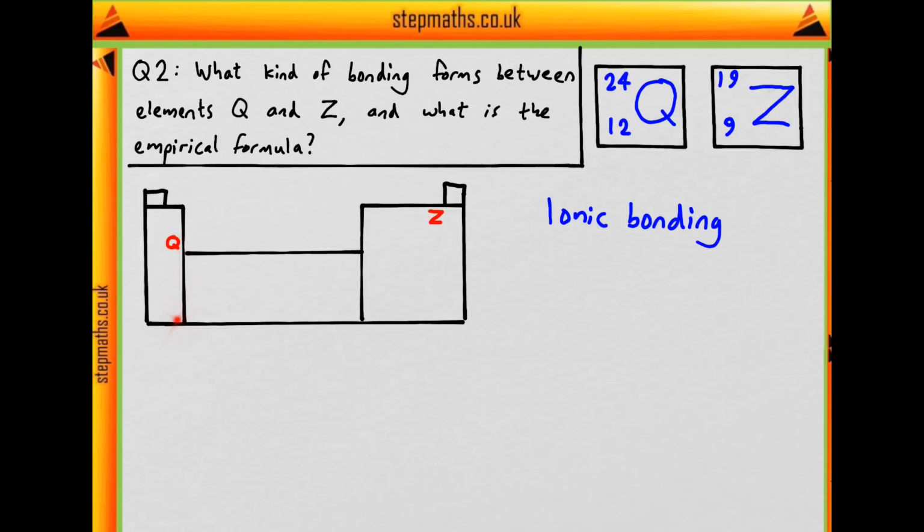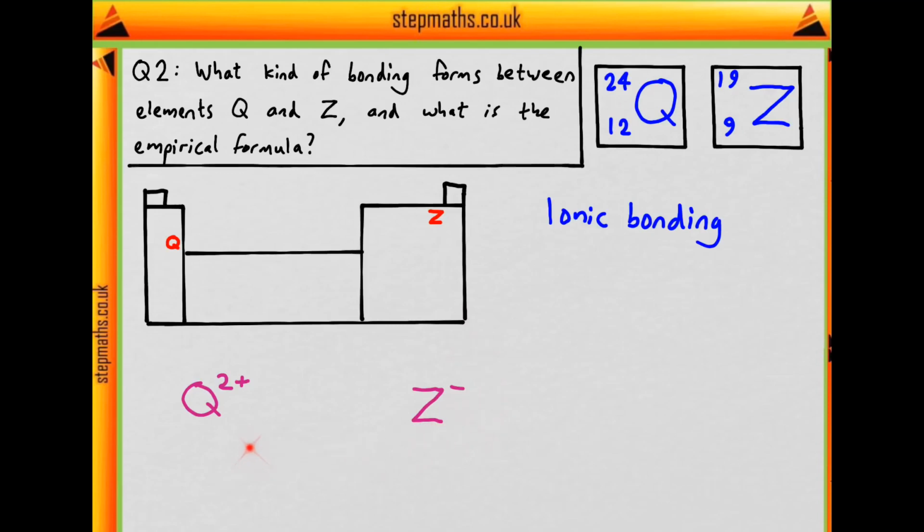So Q is in +2, so if it loses 2 electrons, that'll give it the noble gas configuration of 8 electrons in its outer shell, so it will form Q2+. And what about Z? It's in group 17, so it's a halogen, so it just needs to gain 1 electron to give it the full octet to form Z-.